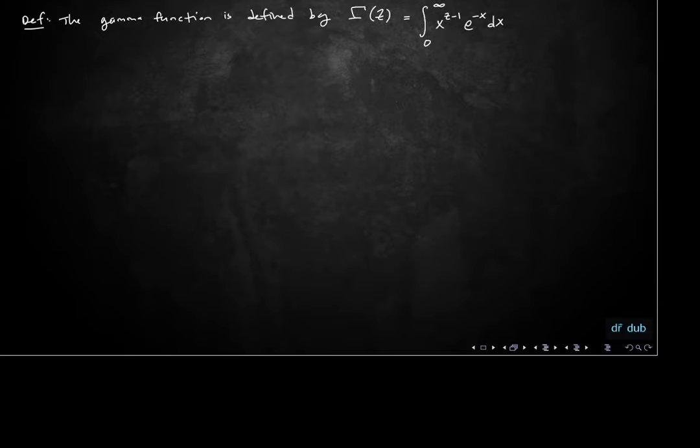So this gamma function is basically a generalization of factorial. It basically generalizes factorial to any positive real number. All right, so it turns out that if you plug in an integer like n plus 1, gamma of n plus 1 is actually just n factorial. So that's an interesting thing.